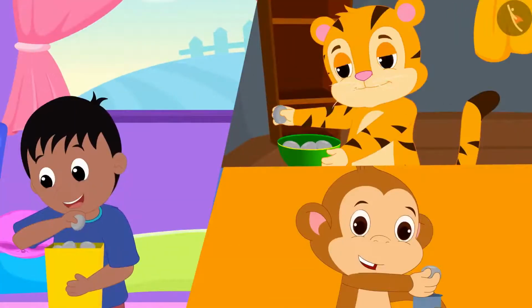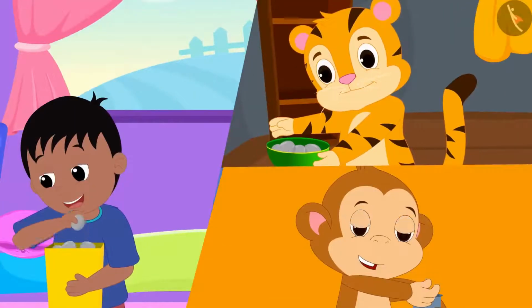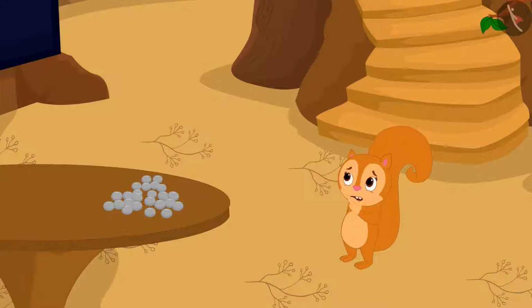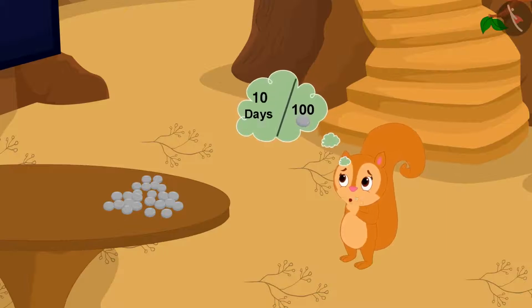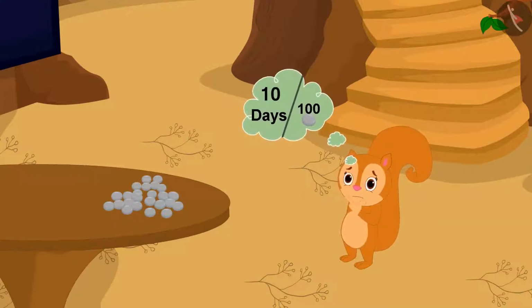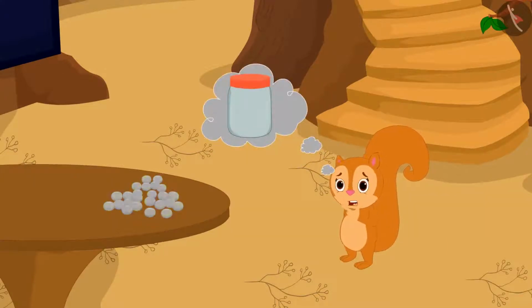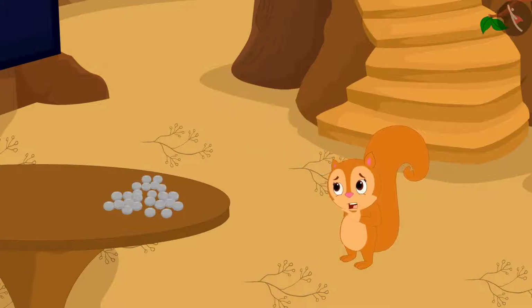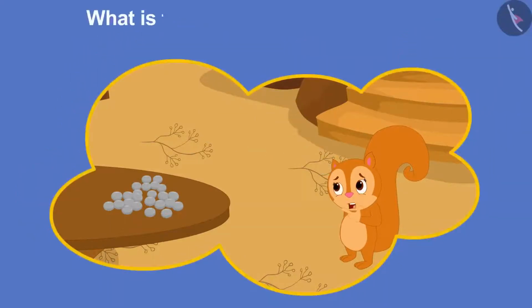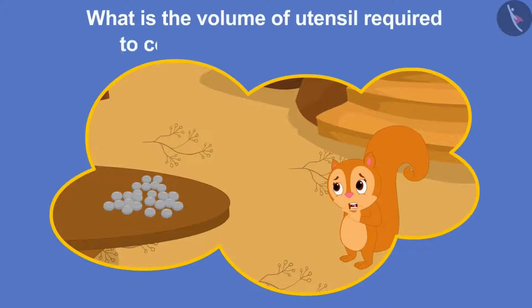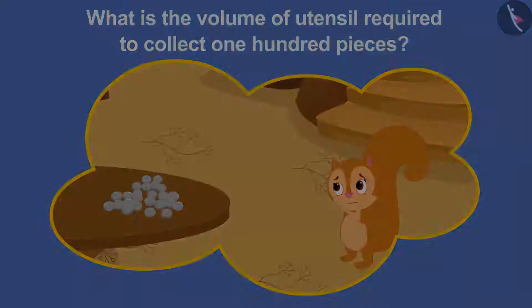Everyone got excited and started collecting the bottle caps of Golu's masala milk bottles. Chanda is thinking, I can win this competition if I collect 100 masala milk bottle covers within 10 days. But I need a big pot to keep so many covers. Now, how do I find such a container? What is the volume of utensil required to collect 100 pieces?